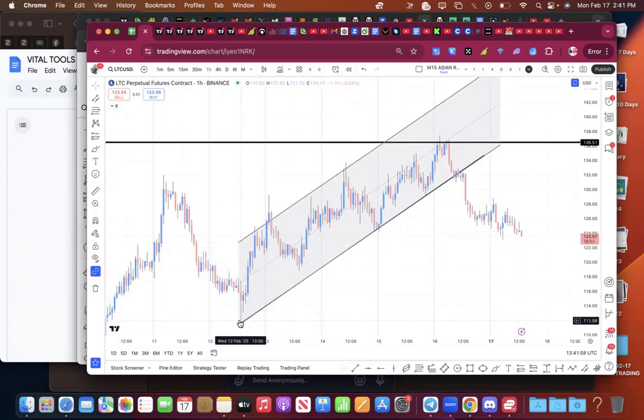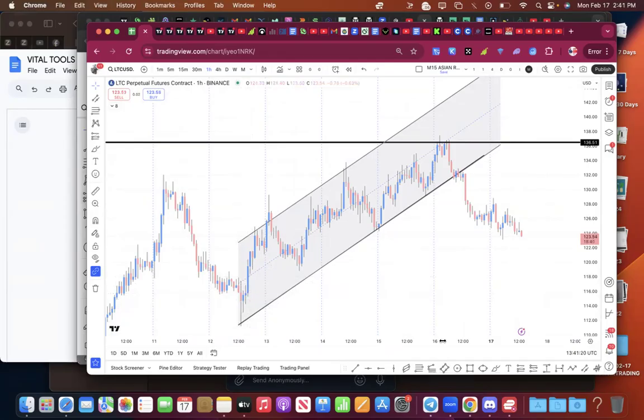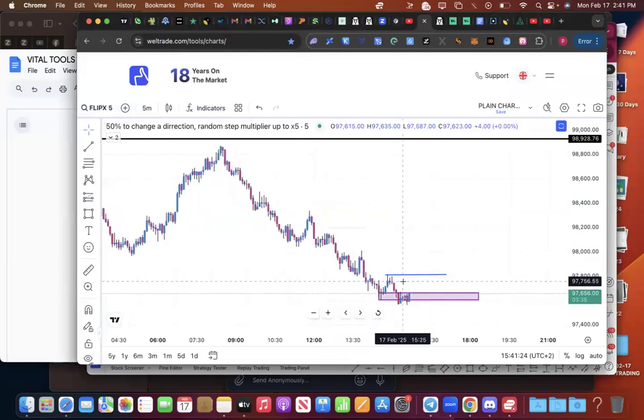The next thing you want to look at in the market is what they call market structure. If you understand price action, which has to do with the combination of candlesticks, okay, good and fine. This one is reacting.